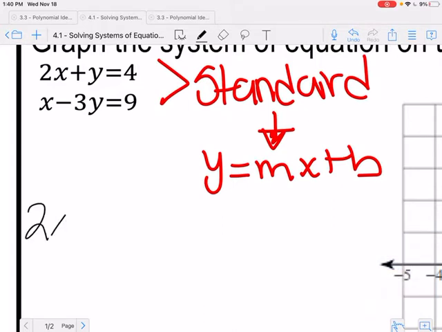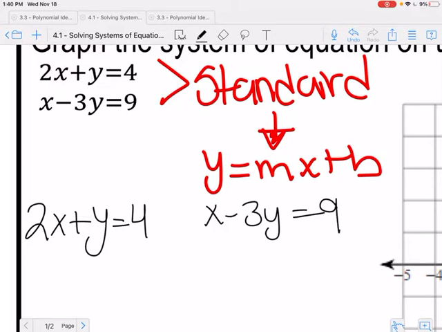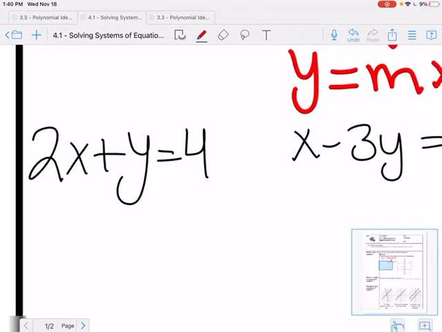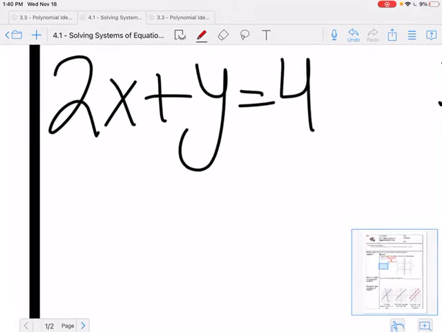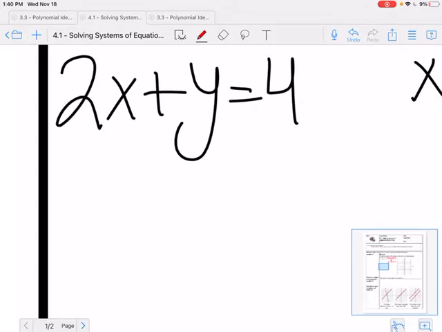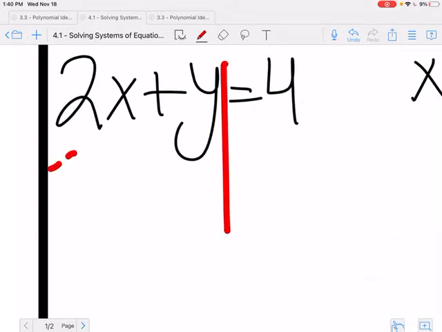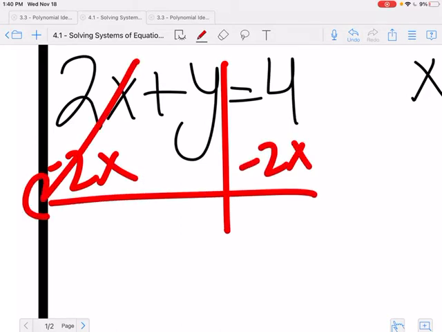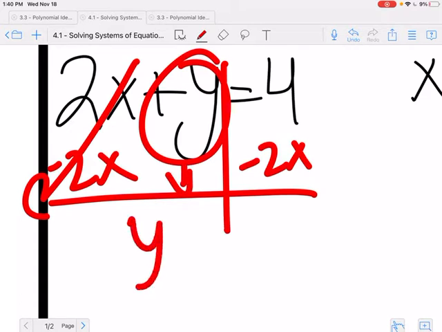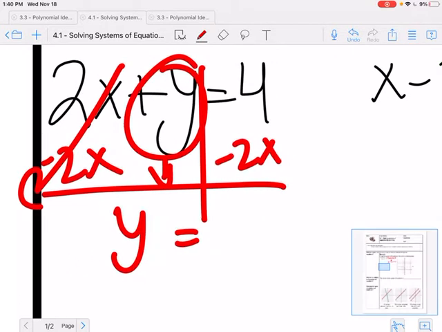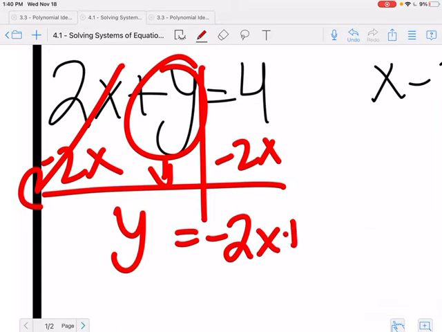So I got 2x plus y equals 4. And then I got x minus 3y equals 9. I'm going to go ahead and work with one of each separately. So as always, try to get rid of the x's first. So I'm going to minus 2x on both sides. That's going to equal 0. And I'm going to be left with y equals negative 2x plus 4.